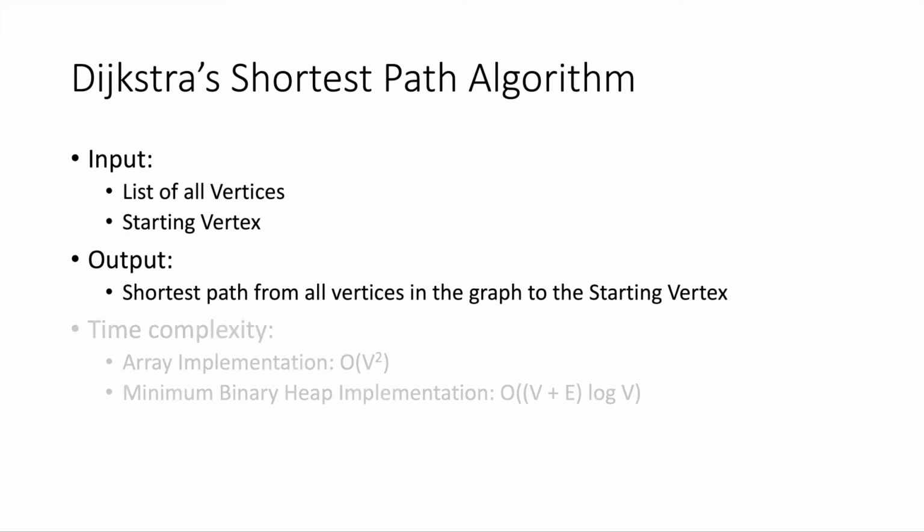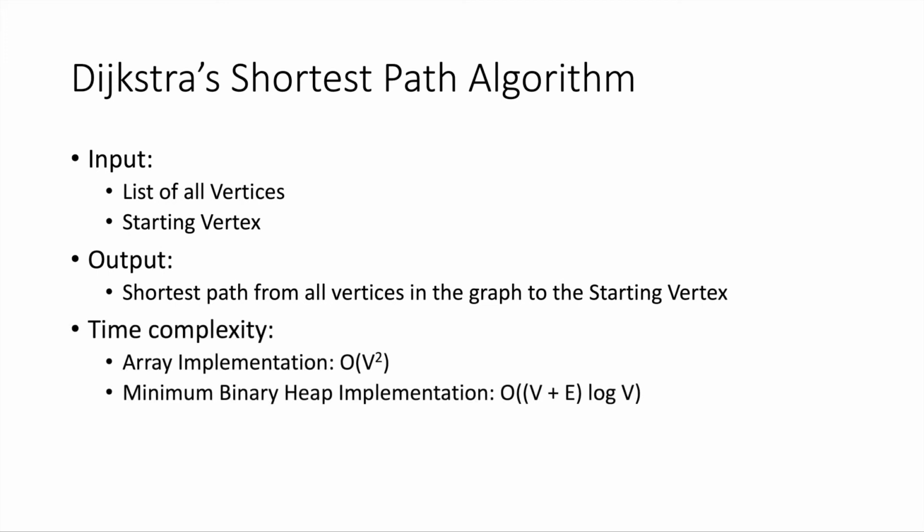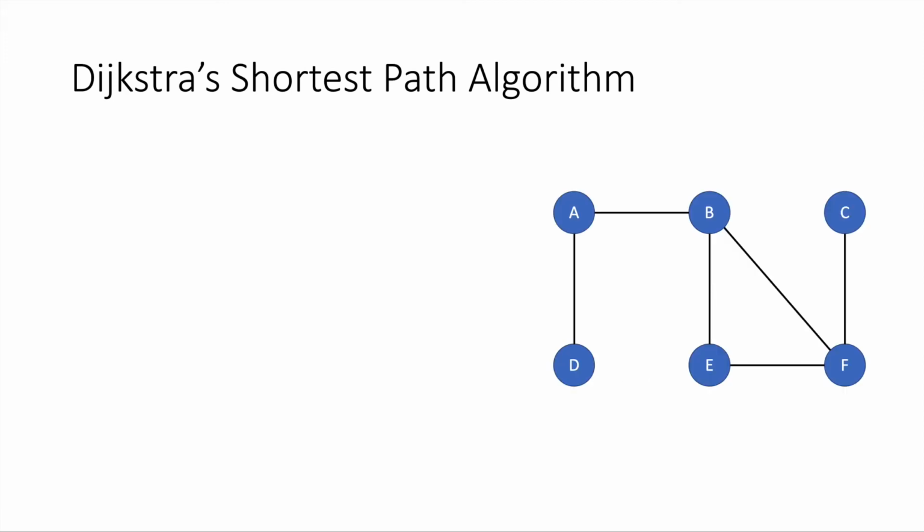The time complexity of this algorithm depends on its implementation. If the unvisited vertices are stored in an array, the time complexity is O of V squared. If they're stored in a minimum binary heap, the time complexity is O of quantity V plus E times log of V. Looking at our simple graph again, this is the result that Dijkstra's shortest path algorithm will find.